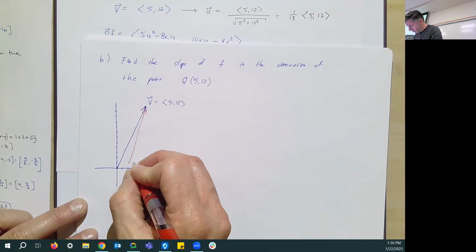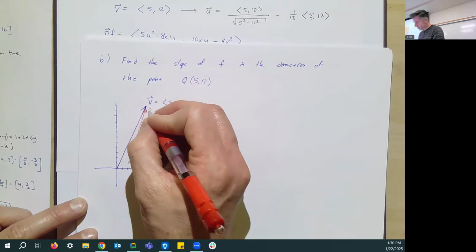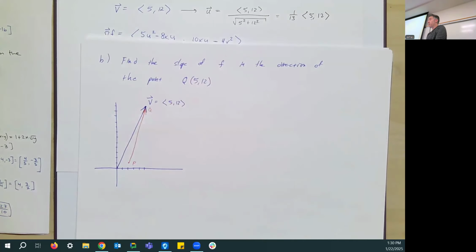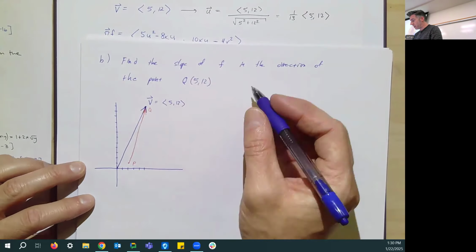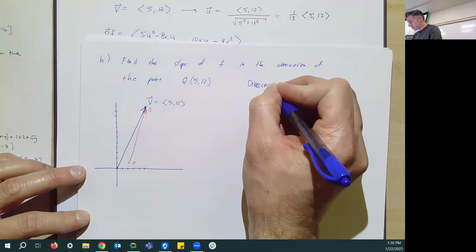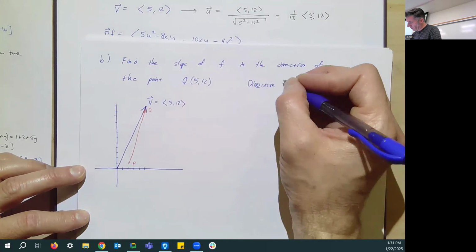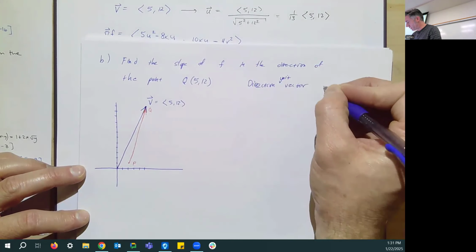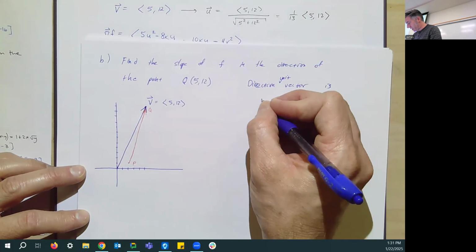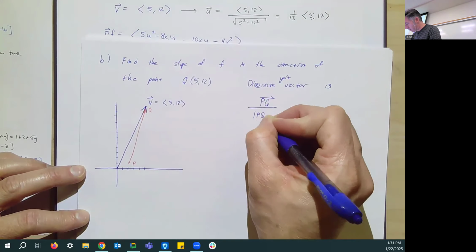That's a P there, that's a Q there. And those vectors are different, right? You can see they look different. They point in slightly different directions. So what we have to do here is say, well, great, our direction unit vector is going to be the vector PQ divided by that vector's magnitude.